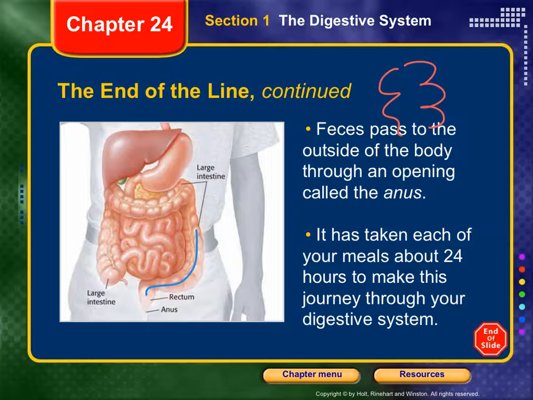I used to watch Oprah and Dr. Oz, and they would always say your poop should look like an S like that. It means you're healthy and whatever. But anyways.